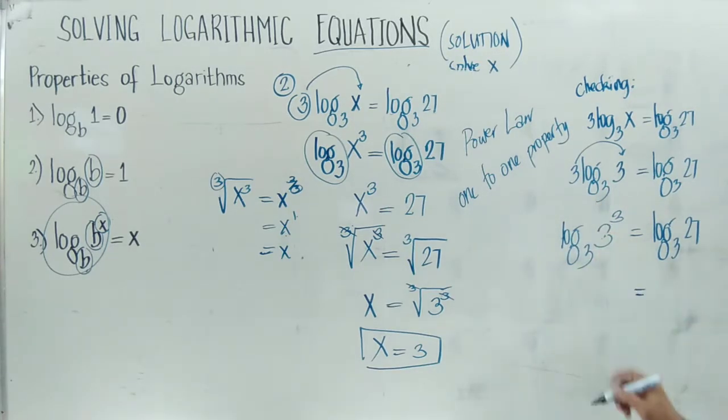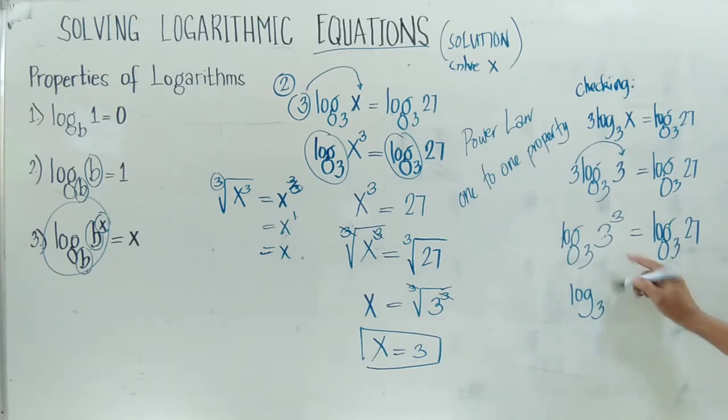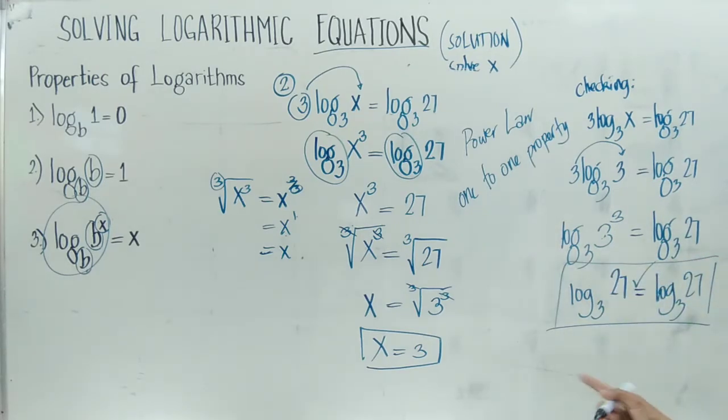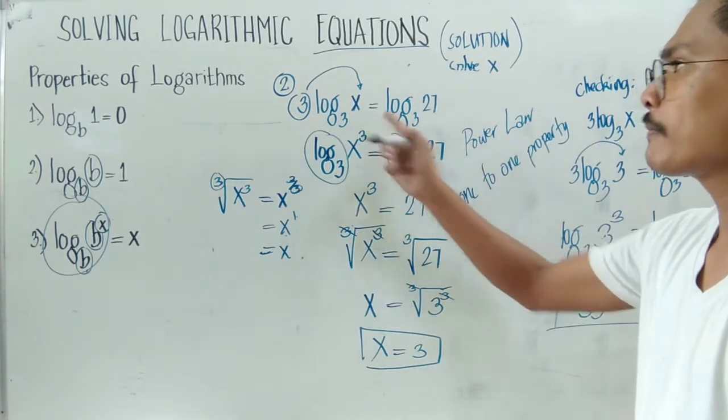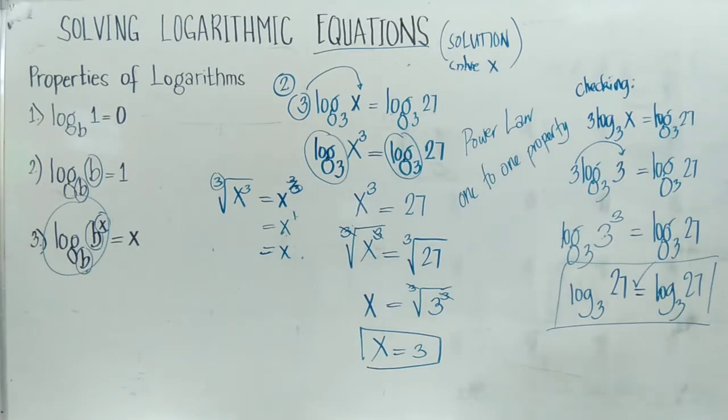Power law. Then simplify, we have log base 3, 3 raised to 3 is 27. So if you can see, they are equal. So we don't have to simplify it further because we can see that log 27 base 3 is equal to log of 27 base 3. So therefore, x equals 3 is the solution of your logarithmic equation.